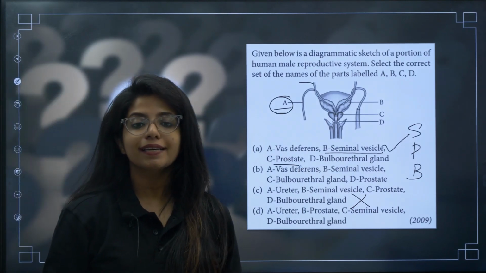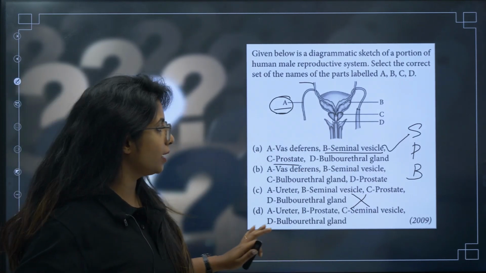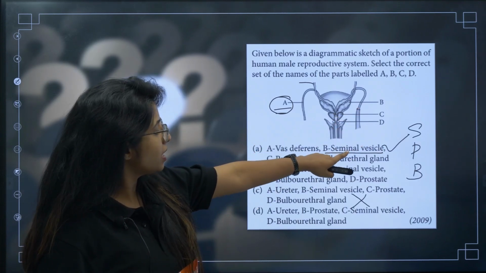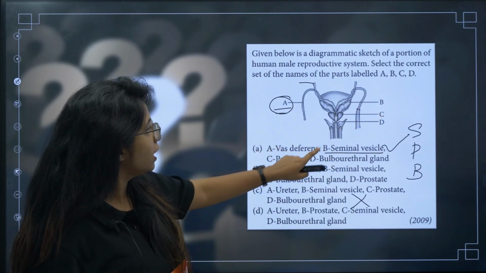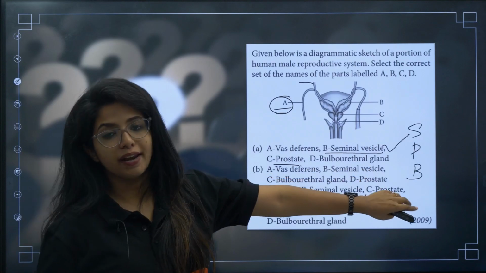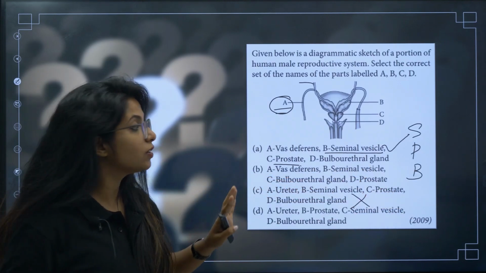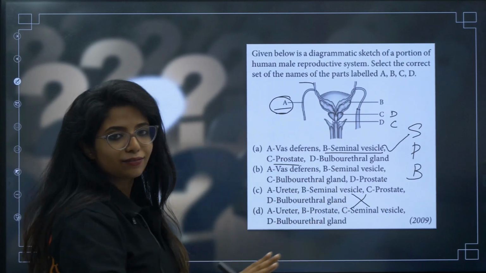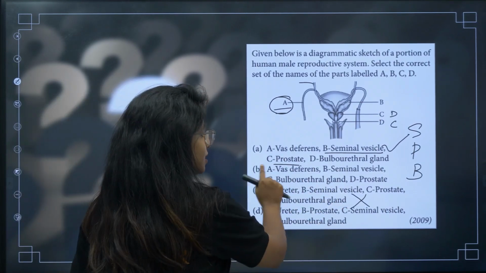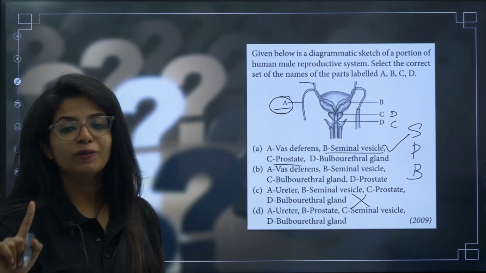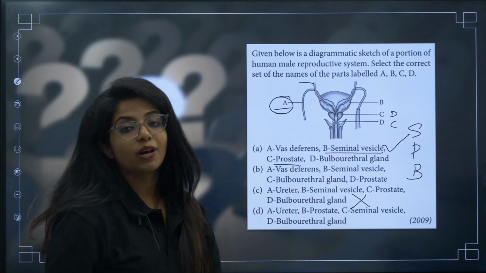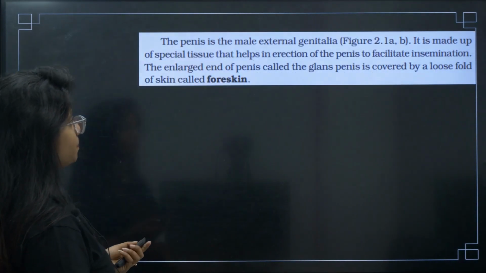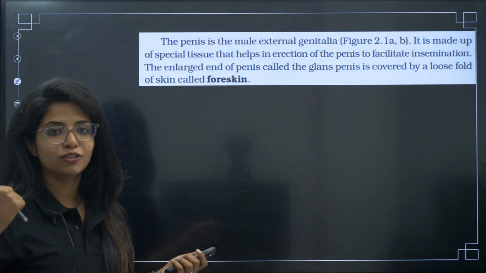I hope it is clear to you. Is this the correct option? Let's see. B is seminal vesicle, C is prostate, and D is bulbourethral gland. Sometimes they will confuse you and write D over here and C over here. Please don't go with that flow. Please try to understand what D is mentioned as, and then only try to answer. So you're done with the 2009 NEET question as well. So good. I hope you are also feeling the josh of it.